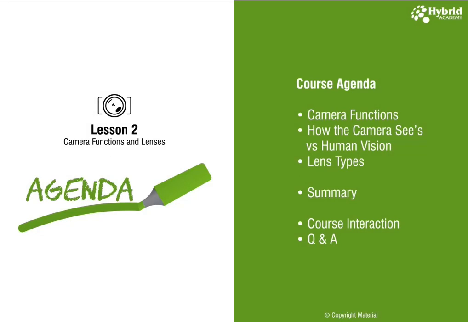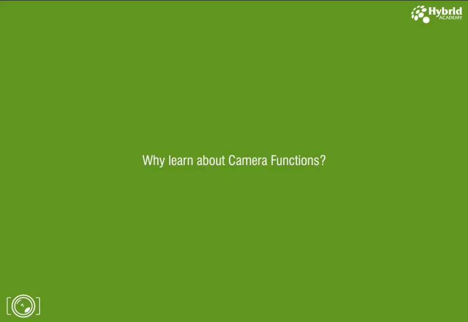So if we see in detail, in this second session, we will learn all about camera functions, lens types, and will also understand the difference in vision of camera and human eye. After this, in the end, we will summarize everything we have learned and will know what we will learn in the next session. In case you have any queries or questions, please feel free to ask in the comment box. Now let's quickly start with our session.